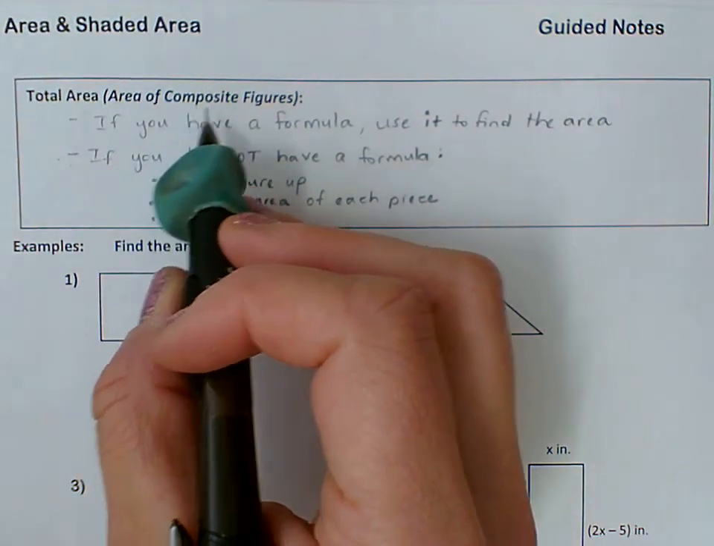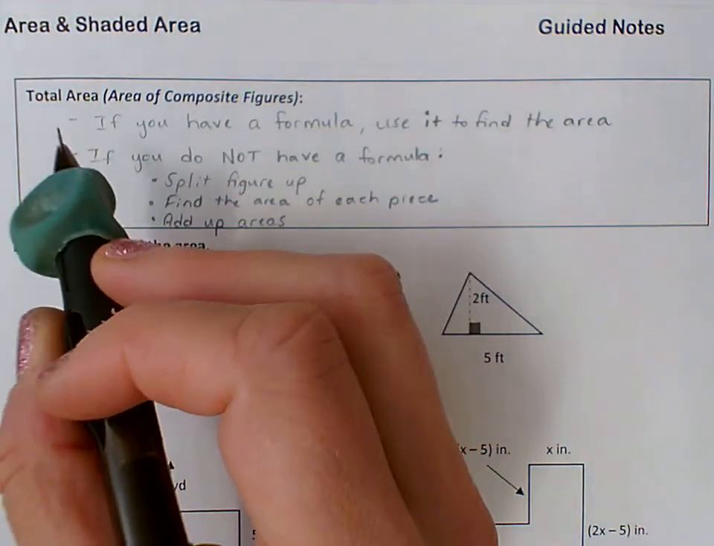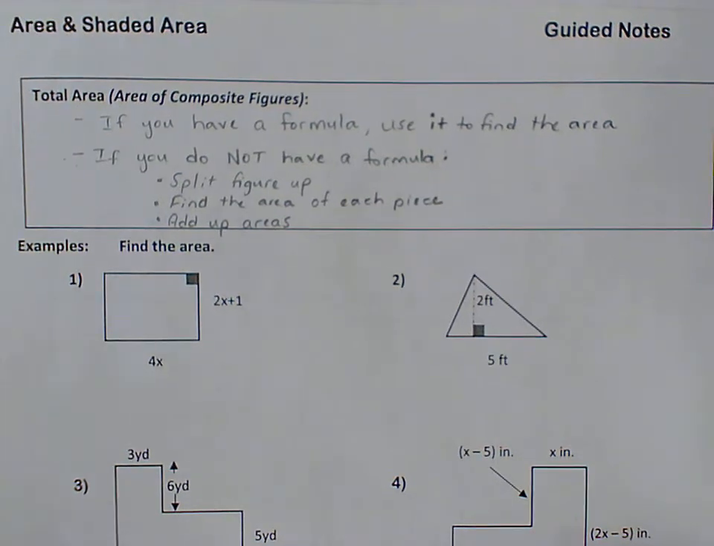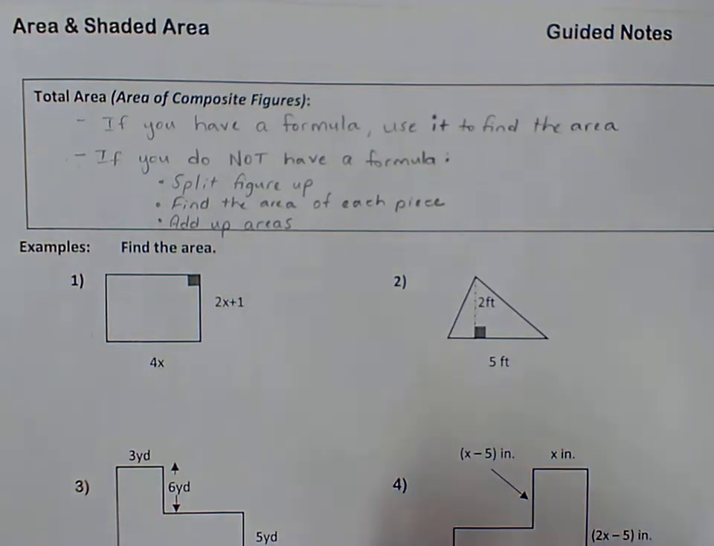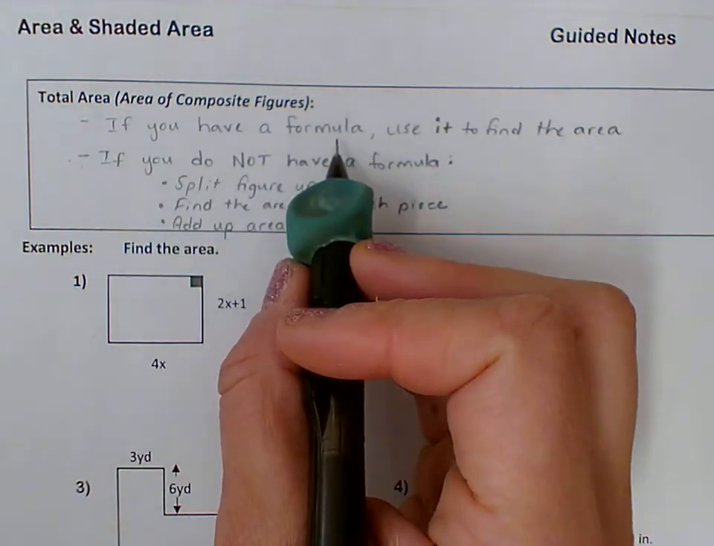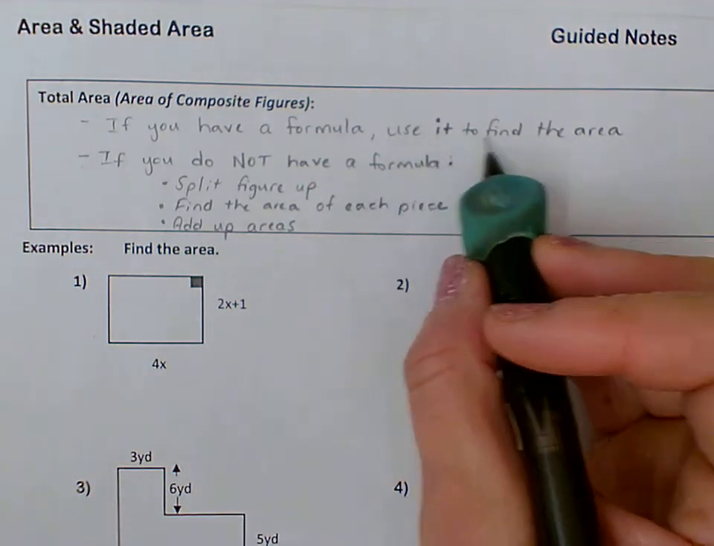These sometimes will be called total area problems, or they might say find the area of the composite figures. And when they say that, you're essentially finding the area of it, but sometimes the figures won't look normal, okay? And so if you have a formula for it, then all you have to do is use the formula that goes with it.